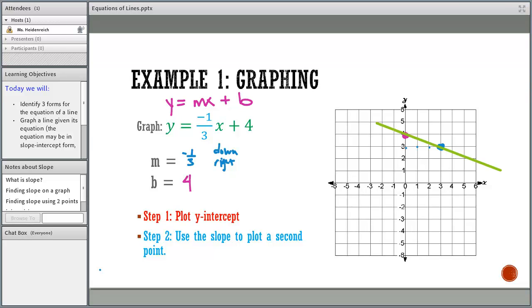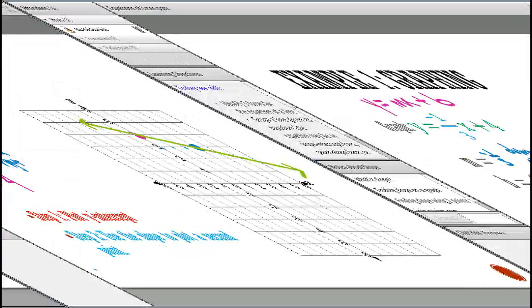And that's going to be this line. I'm going to put arrows on it because the line extends infinitely. If I had kept going with my slope, I could have graphed a third point, down 1, right 3, and I actually would have had a point right here on the line. Okay, so that one is finished. Let's try another one before I have you do one on your own. So write this example down in your notes.